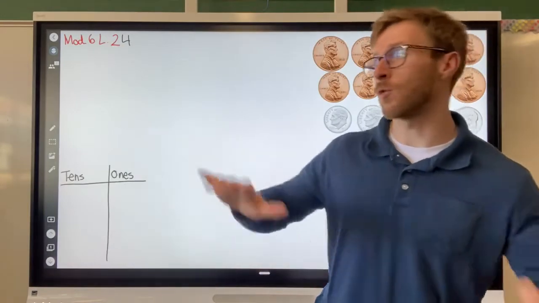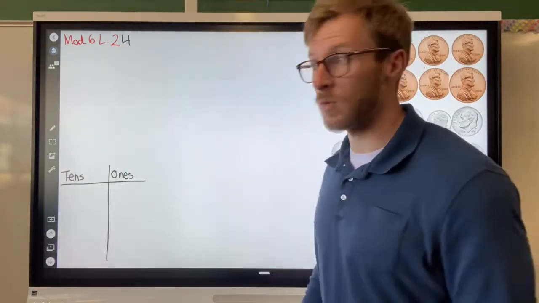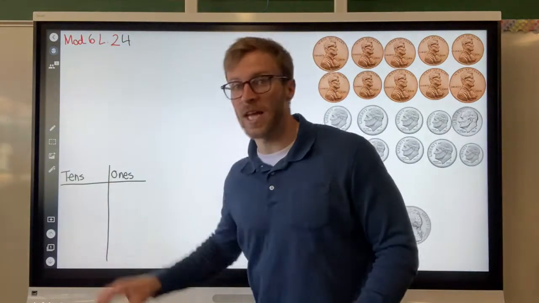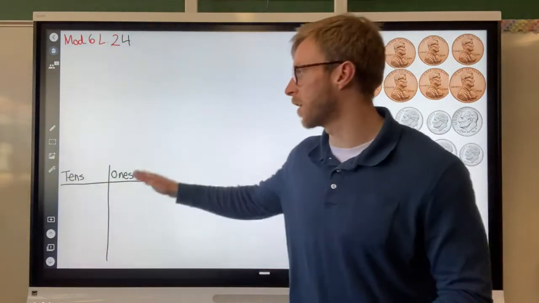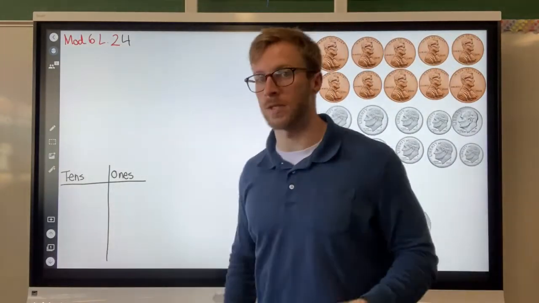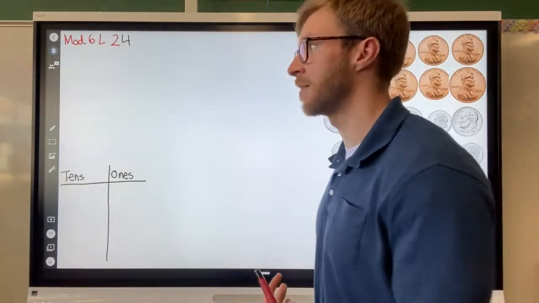We're going to use that method, and then we're also going to look at how many dimes we have, which are our tens, so we can put that amount into our tens place value in our T-chart. Look at how many pennies we have. Those are our ones, so we can put it in our ones place. Okay, we're just going to be working with dimes and pennies.